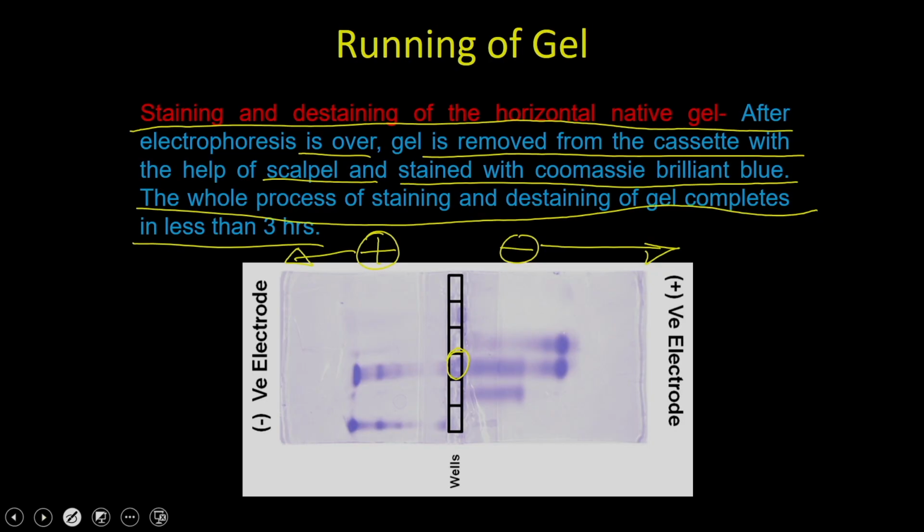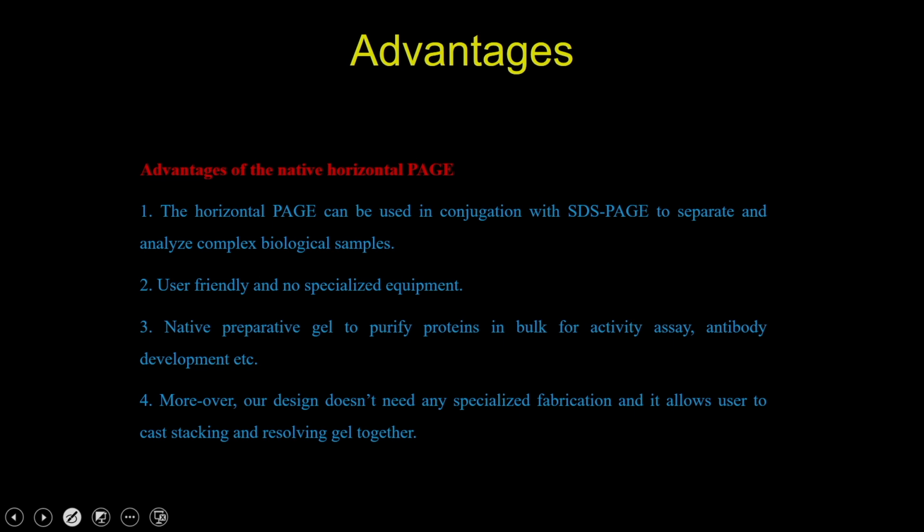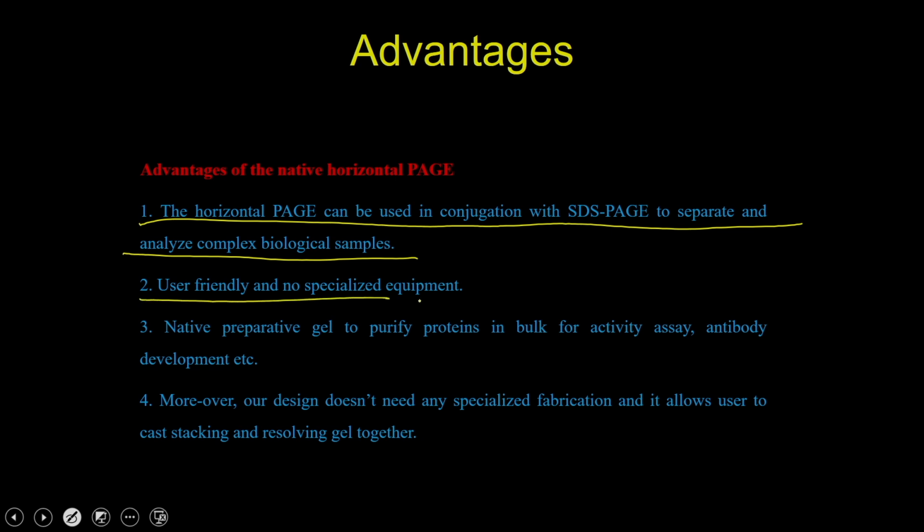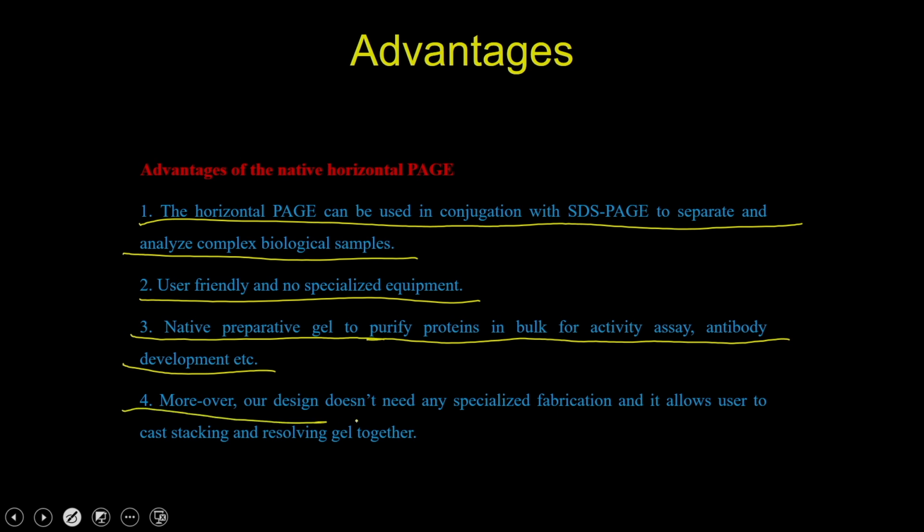What are the advantages of this gel electrophoresis? The horizontal gel electrophoresis can be used in conjugation with SDS-PAGE to separate and analyze complex biological samples. It is user friendly and no specialized equipment is required. The native preparative gel can be used to purify protein in bulk quantity for antibody development as well as for activity assays. Moreover, this design does not require any specialized fabrication.